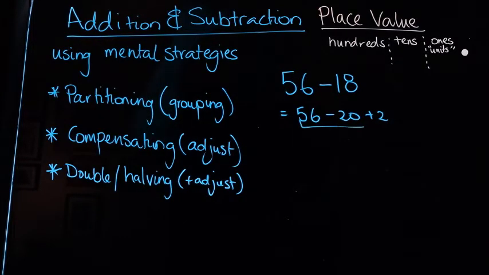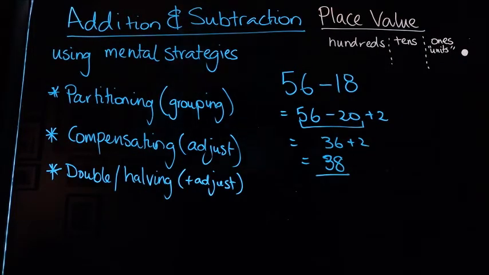So if I do this bit, which is nice and easy, so that's going to be 36 plus another 2, my final answer will be 38. Okay, so there's another just demonstration of how you can adjust what you see in front of you and get to the correct answer quickly.